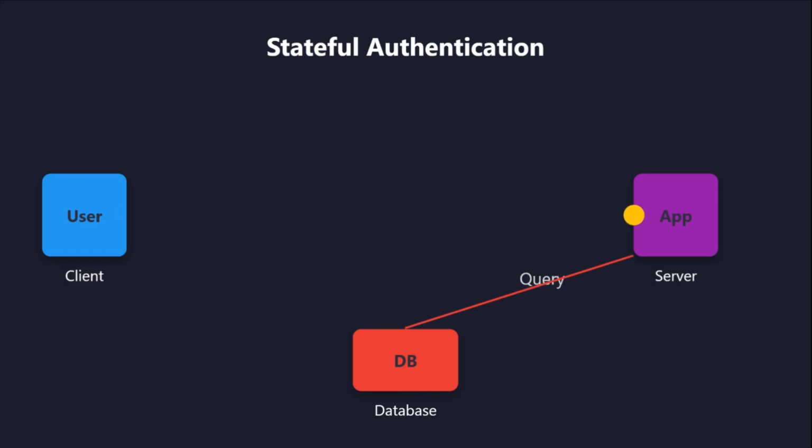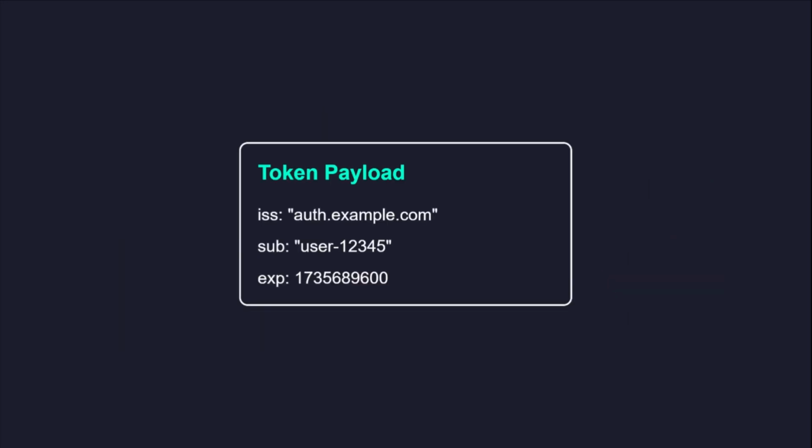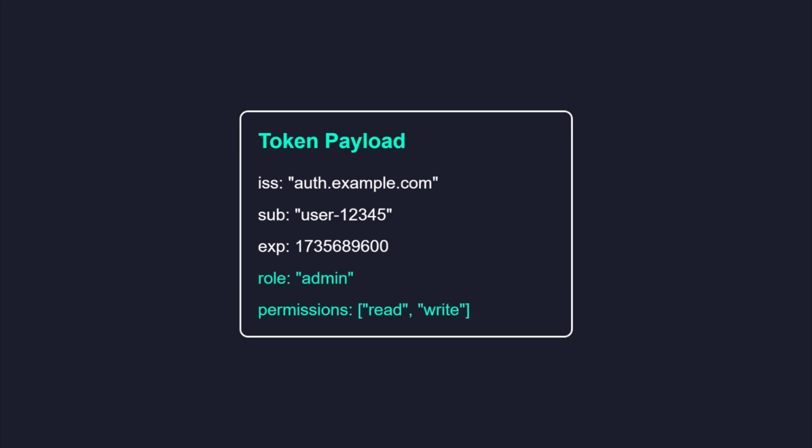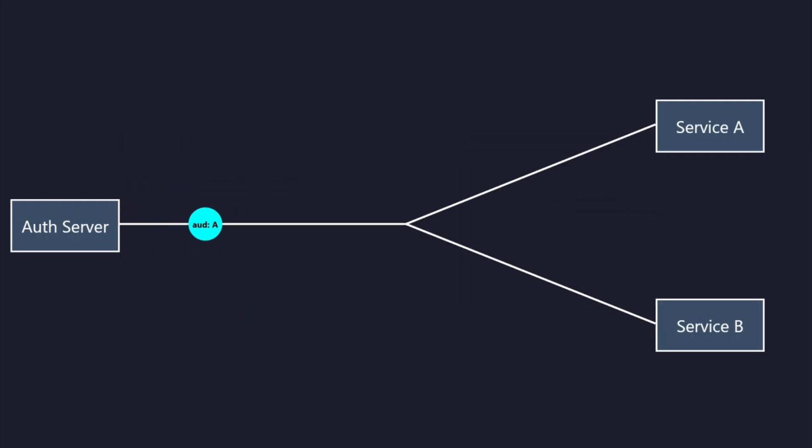The primary advantage of the access token is its stateless nature. The server only needs the public key to verify the signature, avoiding a database hit for every single authenticated request. Standard claims like issuer, subject, and expiration provide necessary context for the token. Custom claims can include user roles or permissions, allowing the server to make authorization decisions locally and quickly.